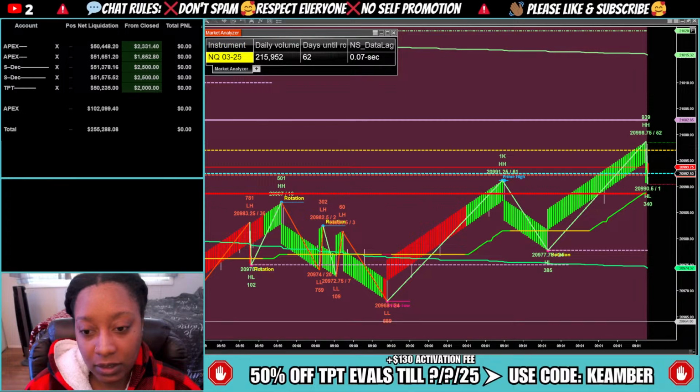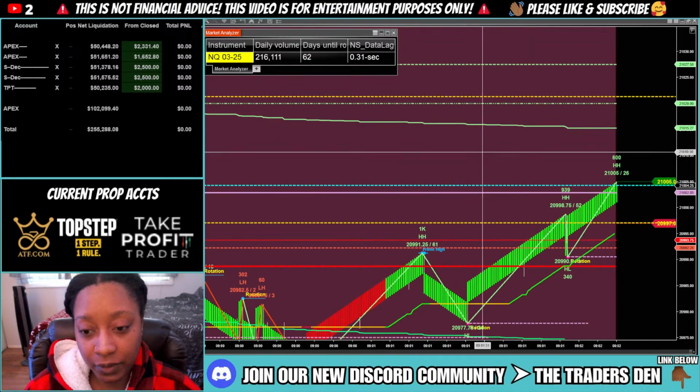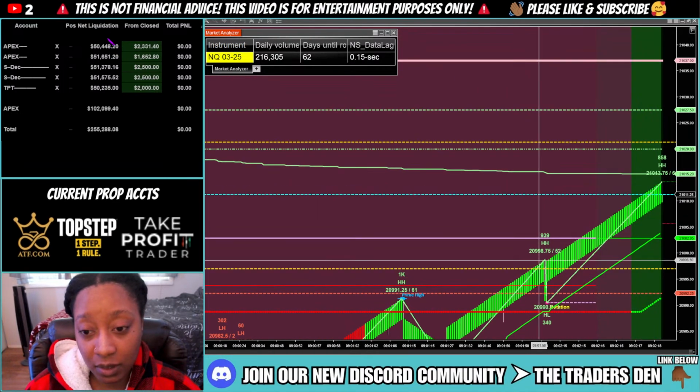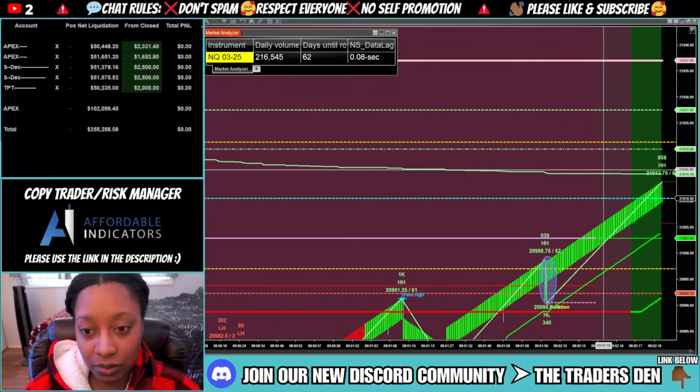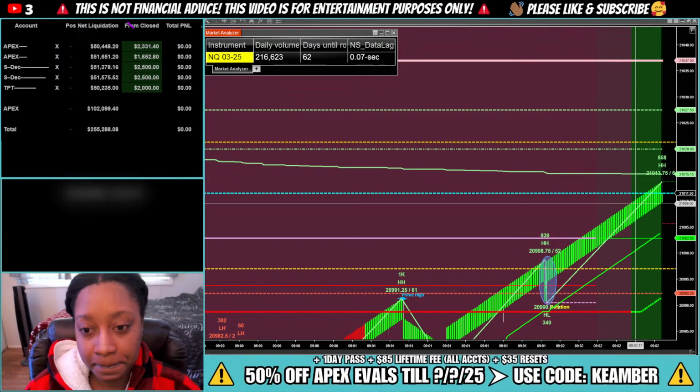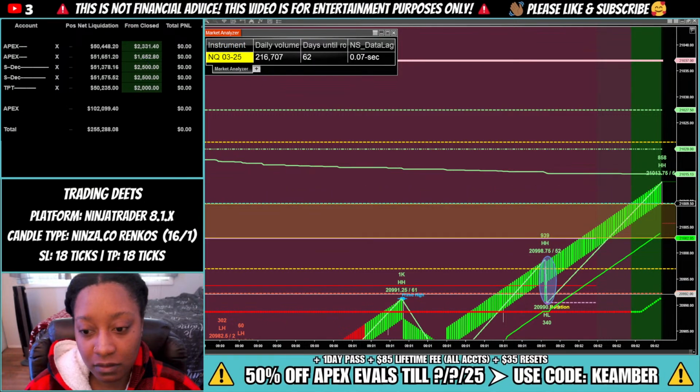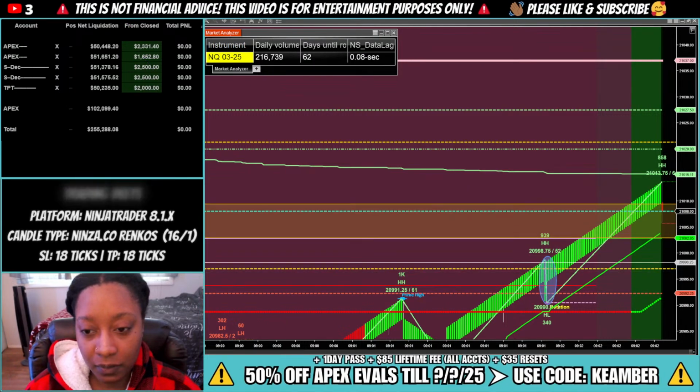I almost screwed myself by getting into a trade right before news. I almost forgot the news was coming, even though it's literally right there on my screen. I almost screwed myself. I didn't see what time it was.